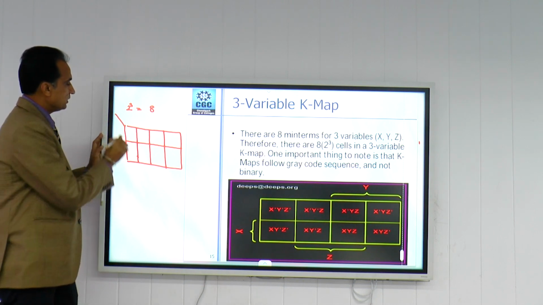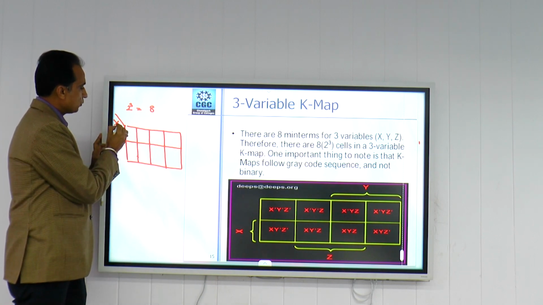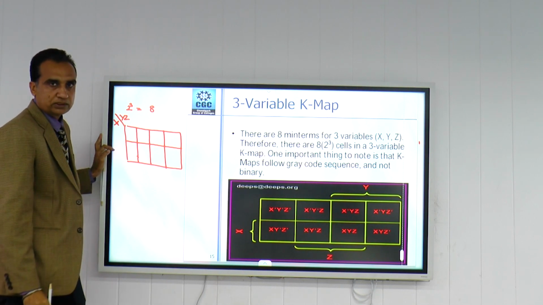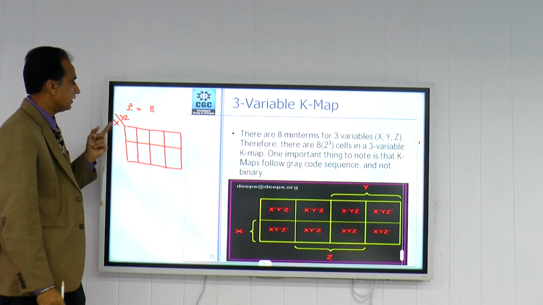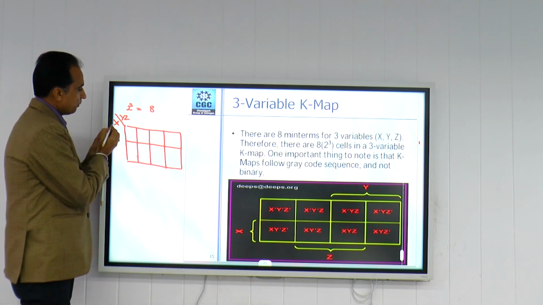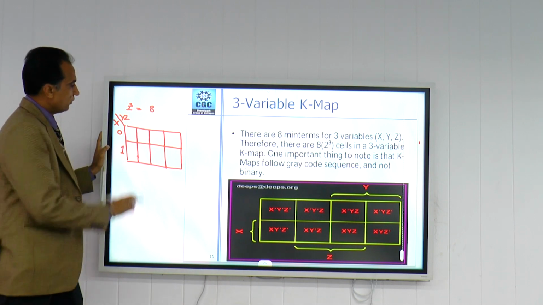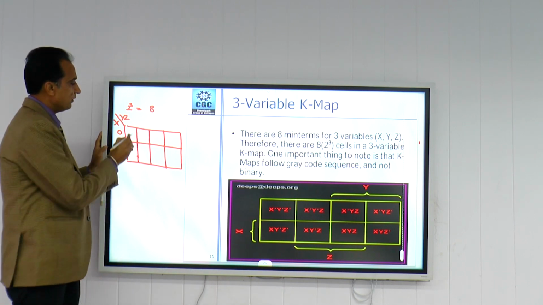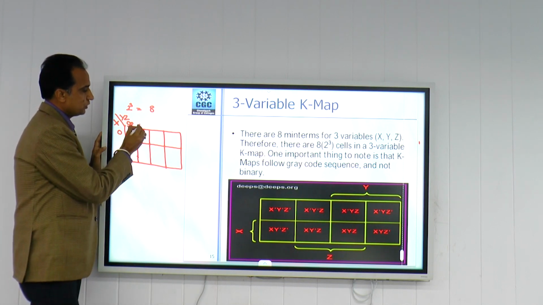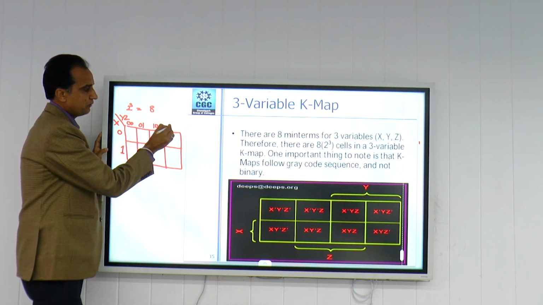One variable is represented vertically, and the two variables, for example y and z, are represented horizontally. In this example, we are taking three variables in the form of x, y, and z. Now the possible values of x are 0 and 1. Now in the case of two variables, how do we write the values? The possible values are 0 0, 0 1, then after that 1 1 and 1 0.